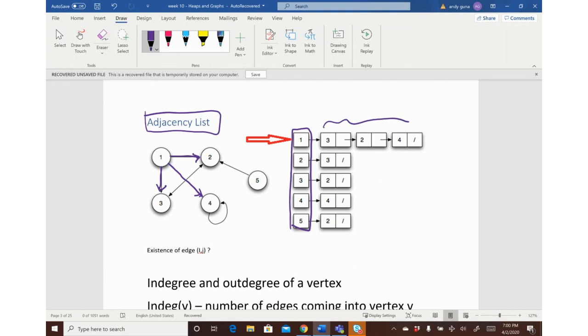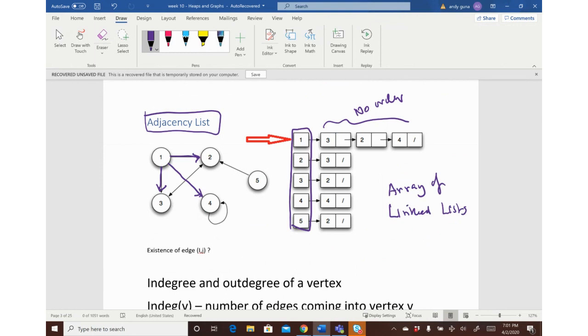Now, there's no order of the edges, although if you want, you can order them, but there's no need to order that list. So the structure that you see here is an array of linked lists.